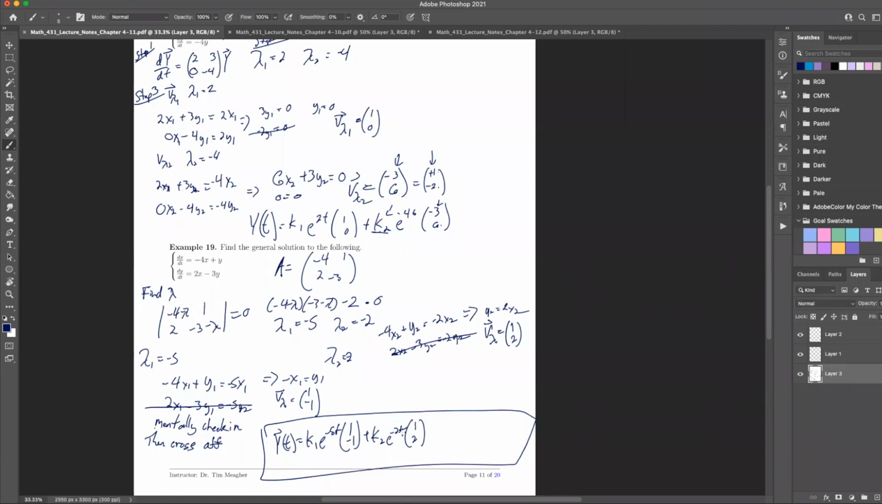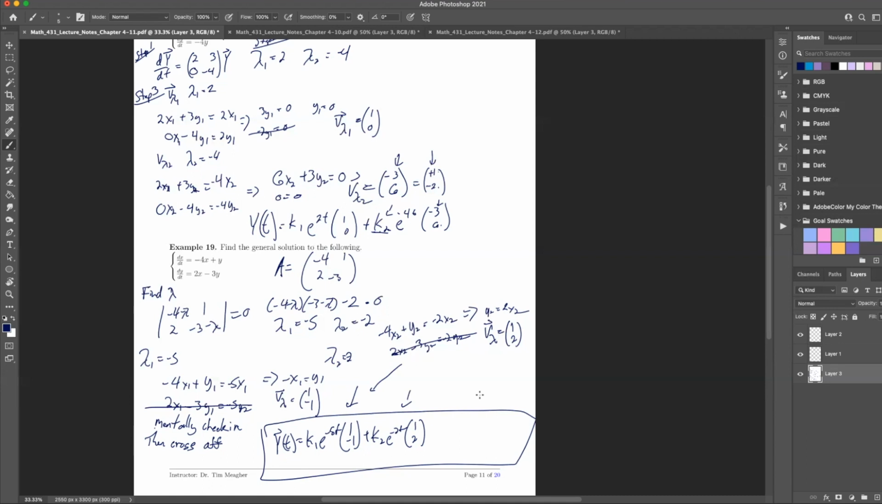Notice here, if I have k2 equal to 0, and all my solutions are in this line, that's what we call a straight line solution. As t gets larger, e to the negative 5t gets smaller and smaller, and so this will go slowly into 0. But if I have a mixture of these two solutions, notice that e to the negative 5t gets smaller faster than e to the negative 2t, and that's why it has some curvature to it.